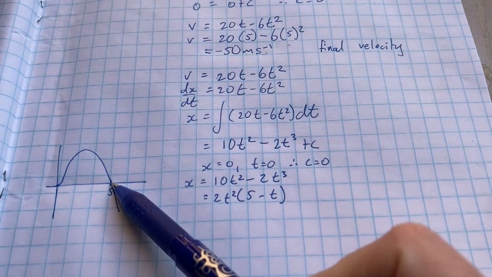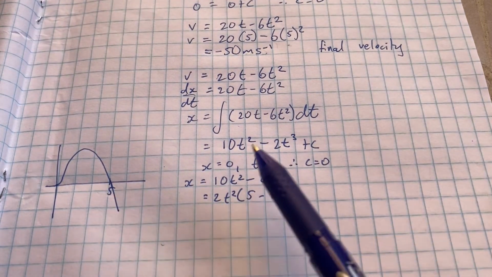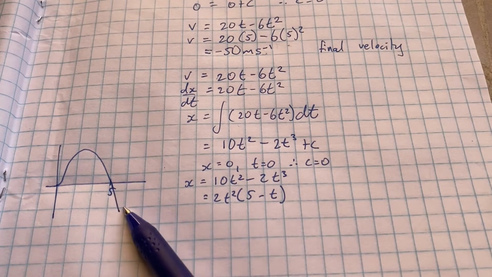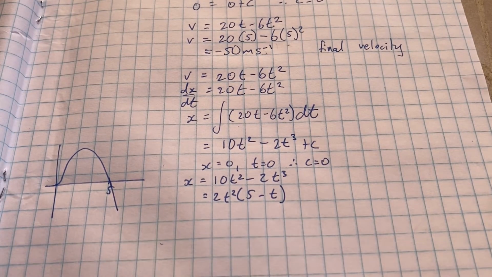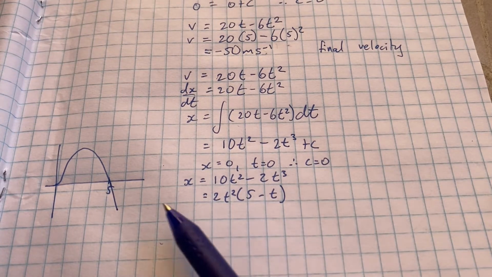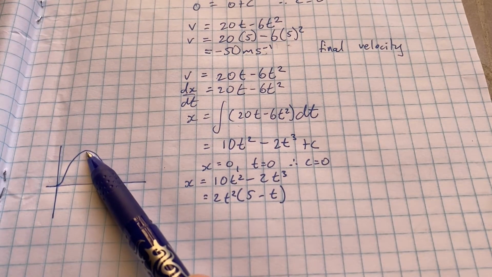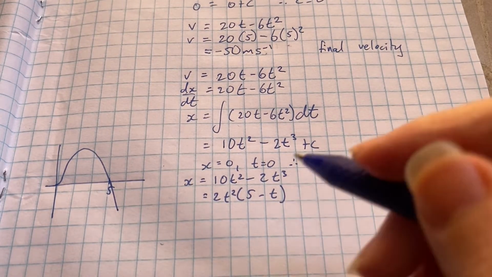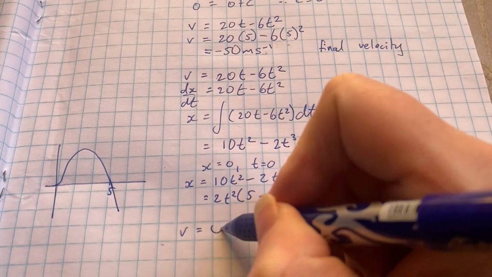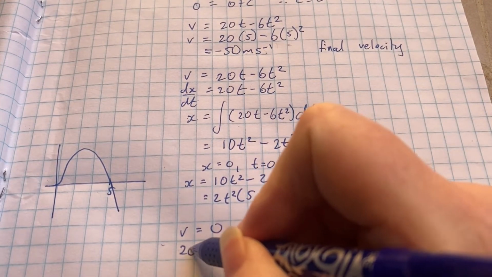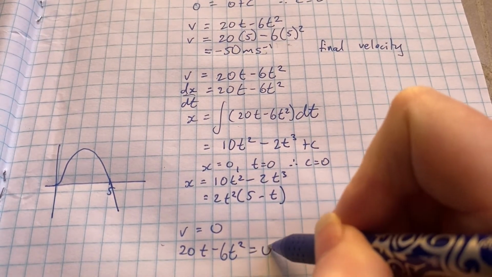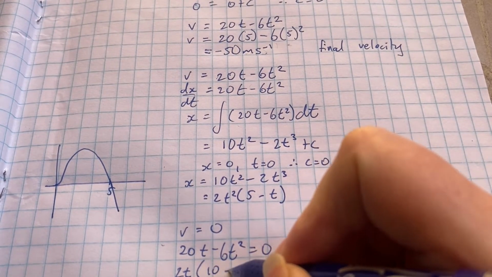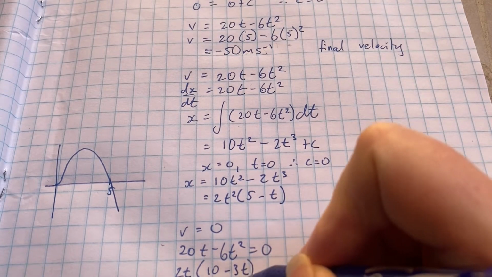We were asked for the first 6 seconds. So because it's now moving at negative 50 meters per second, it's going down 50 meters each second. So it will move 50 meters in the final second. But the question actually asked for the total distance travelled. So we do need to find how far it moves up until this maximum turning point. So to find the maximum turning point, we need to know when velocity equals 0. So velocity was 20t minus 6t squared equals 0. Let's factorise that. So 2t times 10 minus 3t equals 0.